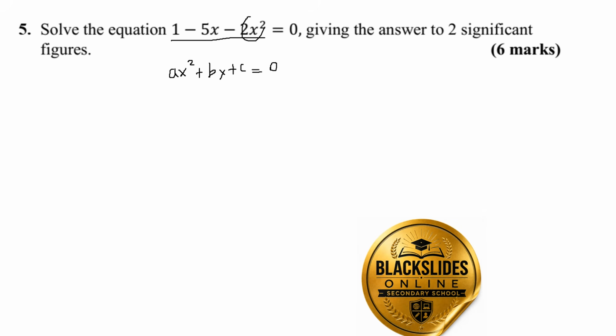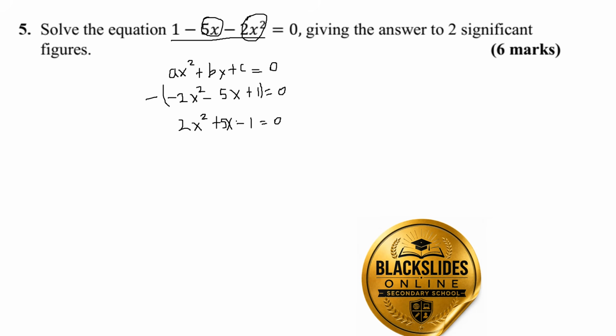So to do that, if you look at minus 2x squared, that can be the value of a. Minus 2x squared, minus 5x, and then plus 1 is equal to 0. You can multiply through by minus 1. This will give you 2x squared, minus and minus will give you plus 5x, minus 1 is equal to 0.